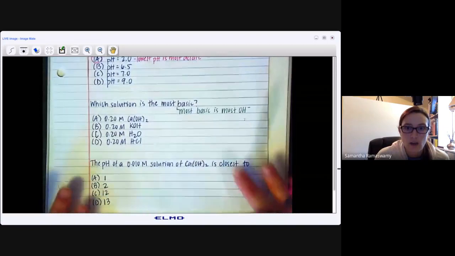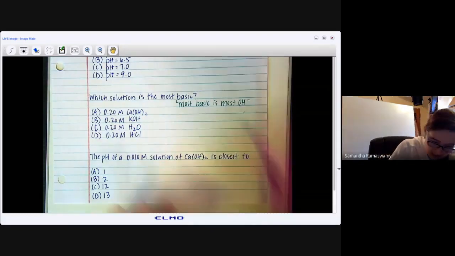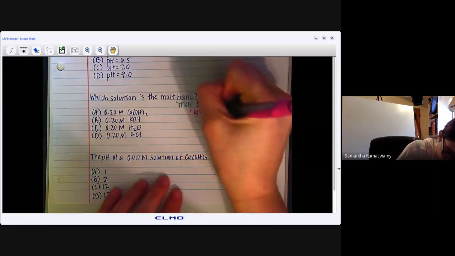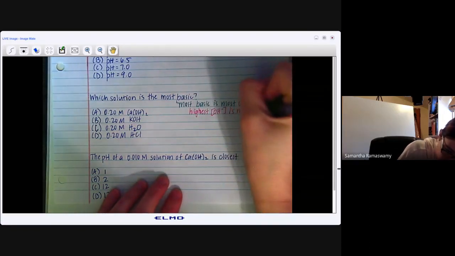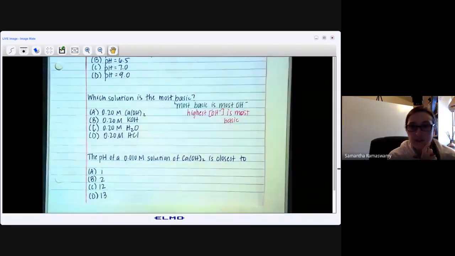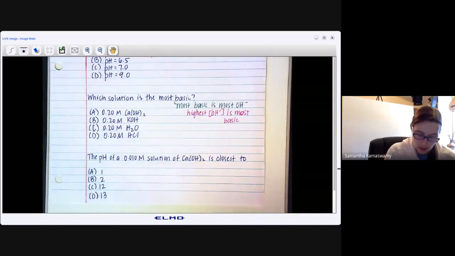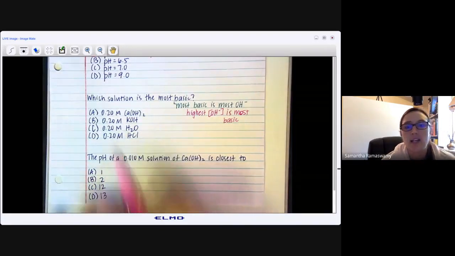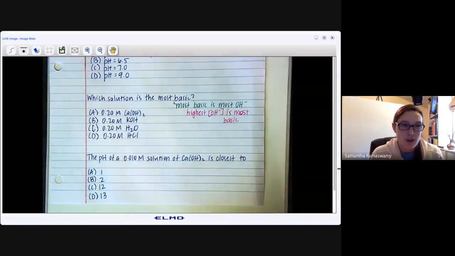And then which solution is the most basic? I said the most basic is the one that has the most OH-. Or we can think about it as the highest concentration of OH- is the most basic. Now you might look at this and say, well, they're all the same concentration. Well, you're right, they are. But go through and start by labeling strong acid, strong base, weak acid, weak base.